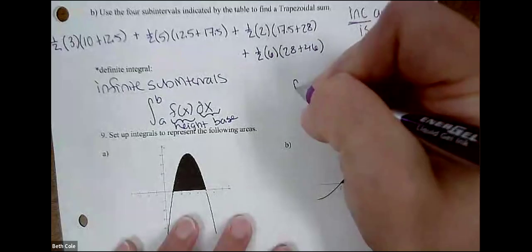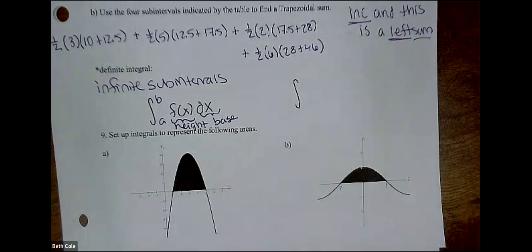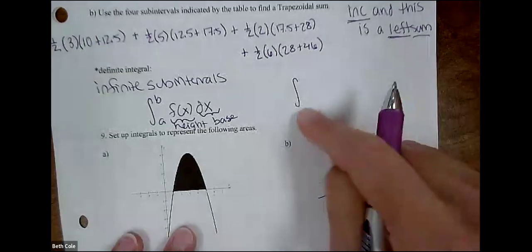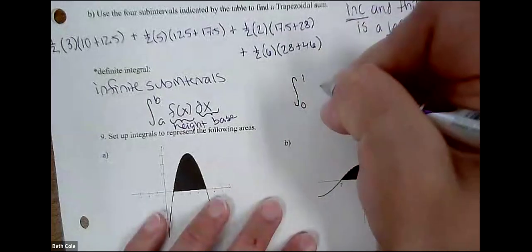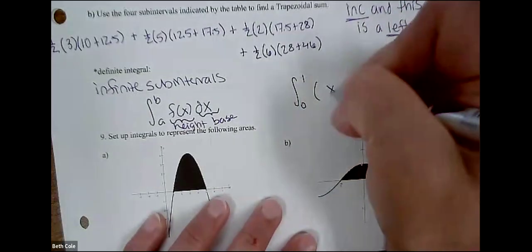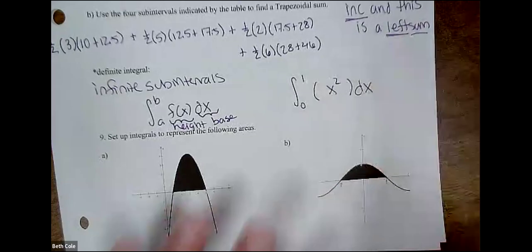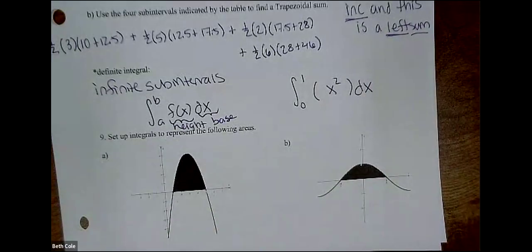So let's write an integral to represent what we estimated on page 1. Look back at it. What are your boundaries going to be? Just flip back over. It's from where to where? 0 to 1. What was our function? x squared dx.